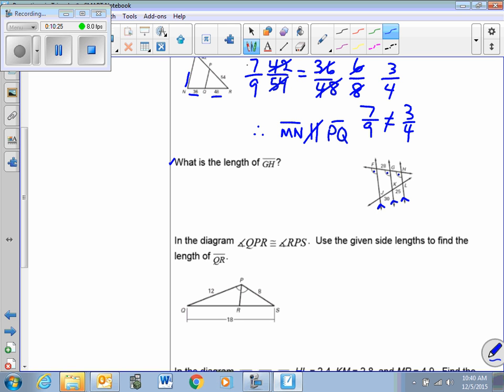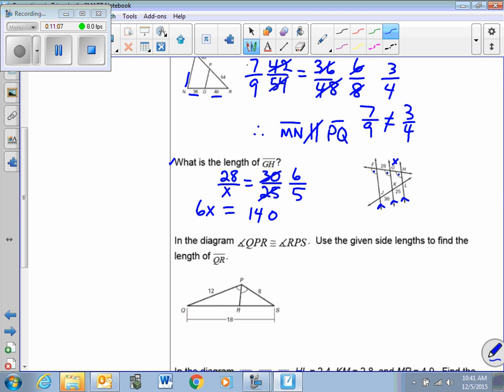Therefore, I know that these segments are going to be proportional. So since I'm looking for GH, I'm going to call GH x. And my proportion is going to say 28 over x equals 30 over 25. And what do I want to do? I definitely want to simplify this first. 5 goes into 30 and into 25. So what I have is 6x equals 25 times 5. Let's see, that's 140. And how many times does 6 go into 140?